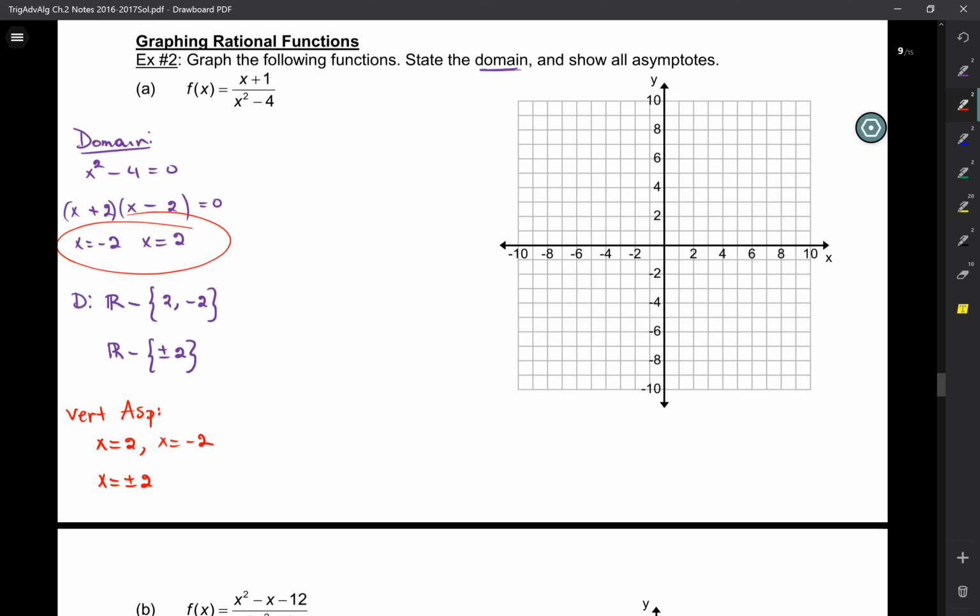Now we're going to plot the asymptotes. So x equals 2 and x equals minus 2 both have asymptotes. We do dashed lines. And yeah, if you do it exactly on the grid lines, it might not show. So just do it like a hair to the side. Okay? All right, what about horizontal asymptotes?